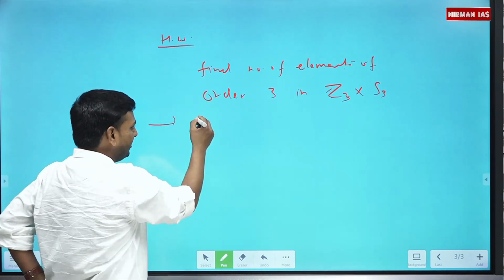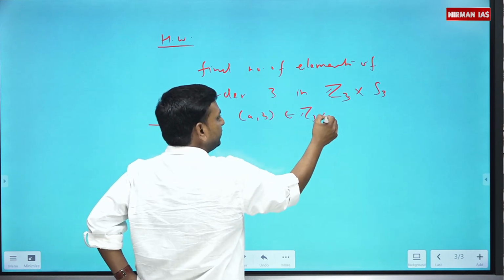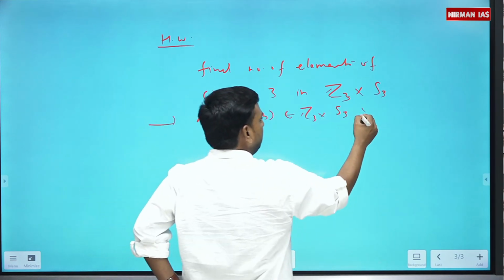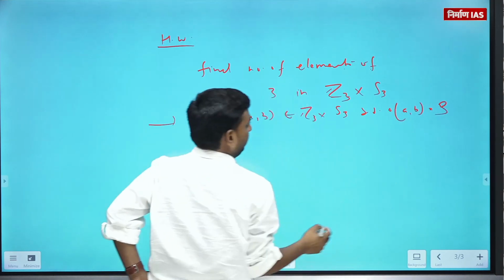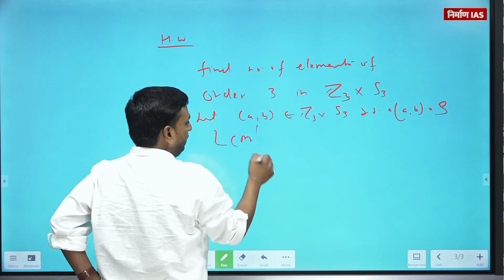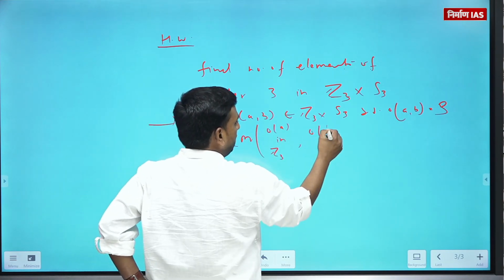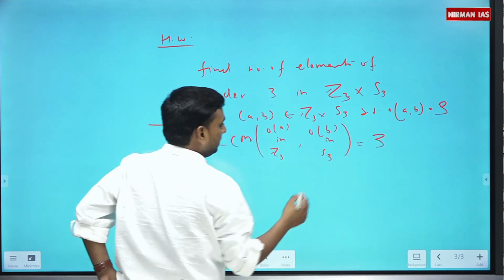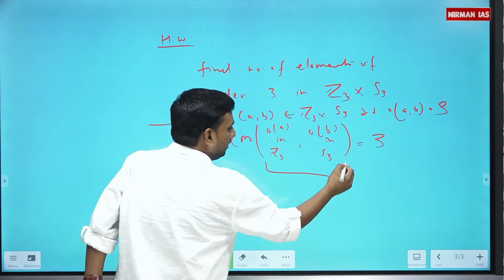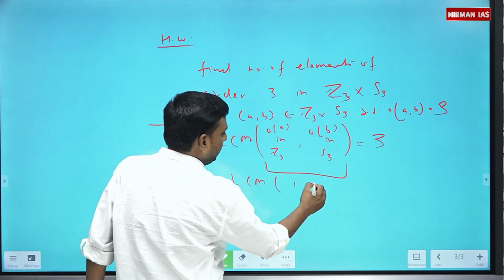Very simple. Let (a, b) belong to Z3 cross S3 such that the order of (a, b) you need as 3. That means the LCM of the order of a in Z3 and the order of b in S3 you need as 3. When is it possible? LCM of 1 and 3 is 3.